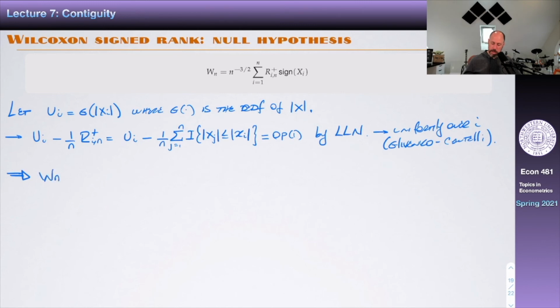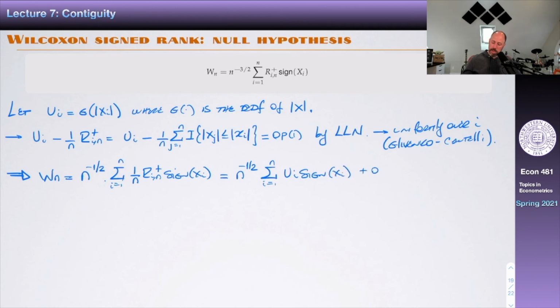So this W_n object I'm going to write as n to the negative 1/2 sum from 1 to n of 1 over n R_n plus times the sign of X_i. And this is the same as n to the negative half sum from 1 to n of U_i sign of X_i plus little o_p(1). Here I use that the o_p(1) doesn't depend on i, so if you add and subtract, you can just take it out. Then we have this average of random variables, U times the sign of X, which I'm going to call Z_i.